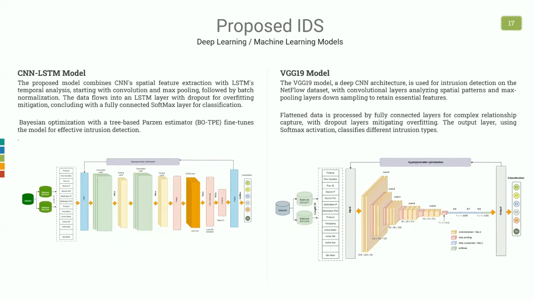The Visual Geometry Group 19-layer model, VGG19, is a deep convolutional neural network. It is usually used for computer vision and image classification. It is used for intrusion detection on the NetFlow dataset, with a convolutional layer analyzing the spatial pattern and a max pooling layer downsampling to retain essential features. Flattened data is processed by a fully connected layer for complex relationship capture, with a dropout layer mitigating overfitting, and the output layer using the softmax activation classifier for different intrusion types. Note that all the deep learning models are fine-tuned using the Bayesian hyperparameter optimization technique.